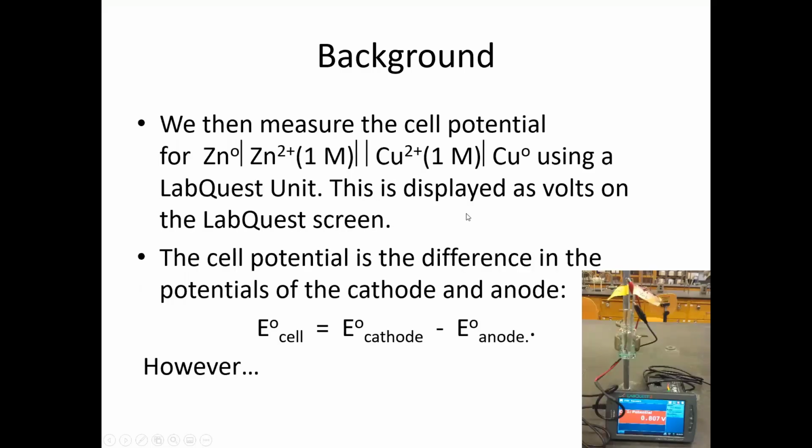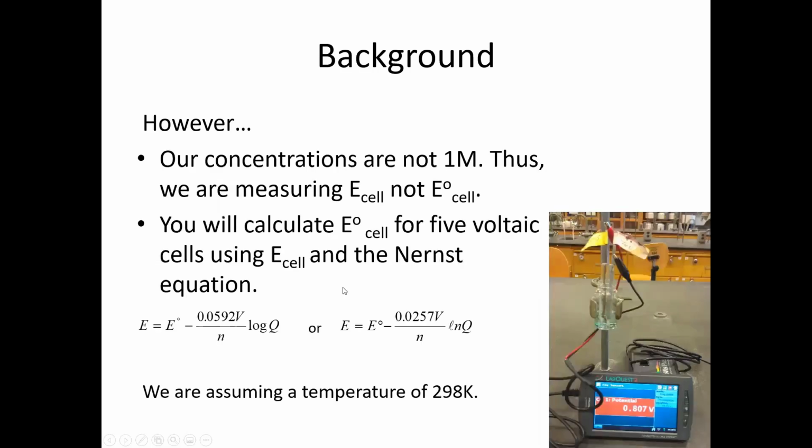In this lab, it's pretty straightforward. We'll use a LabQuest unit to measure the cell potential. It's very similar to measuring a battery voltage with a digital multimeter. Remember, the definition of the cell potential is the cathode half-cell potential minus the anode potential. However, there's a little difference here.